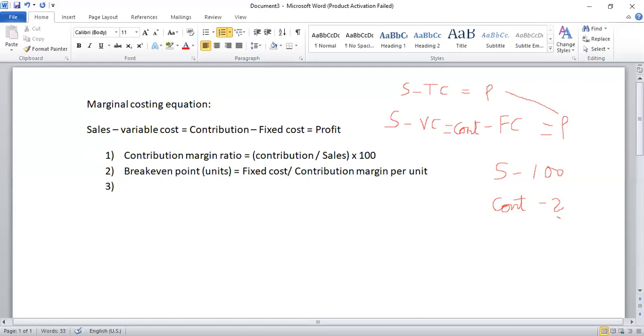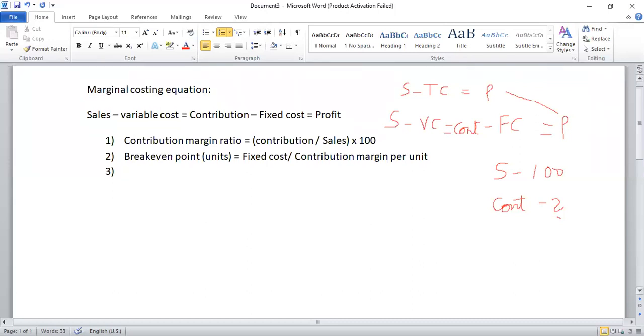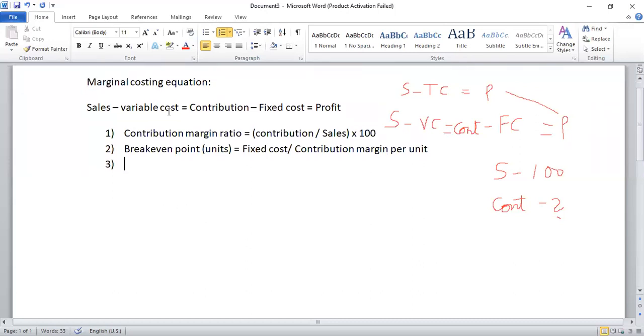Now, if we look into the scale of activity, if we present the level of activity on a graph, if our units or output is presented on x-axis, from 0 till the maximum number of units, which is also called as relevant range, we see that there is a cost which remains fixed.